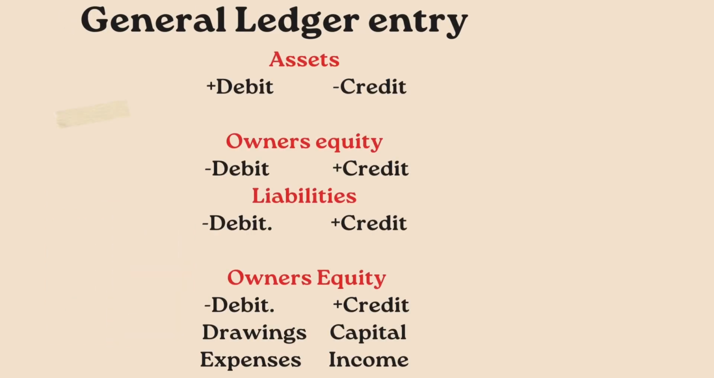The general ledger. How the entries are made. Assets increase on the debit side and decrease on the credit side. Owner's equity decreases on the debit side and increases on the credit side. Liabilities decrease on the debit side and increase on the credit side. The items that fall on the debit side are drawings and expenses. The items that fall on the credit side are capital and income.